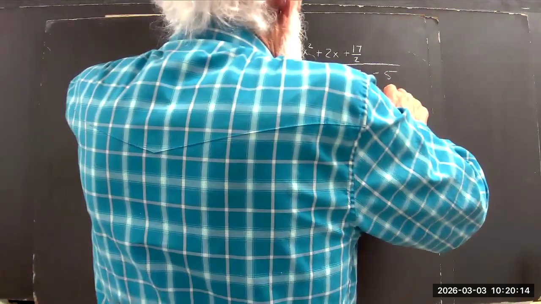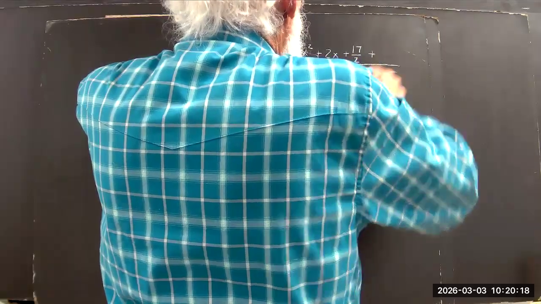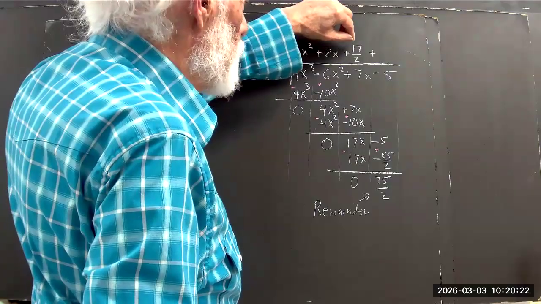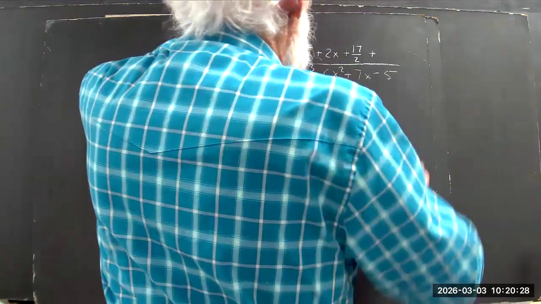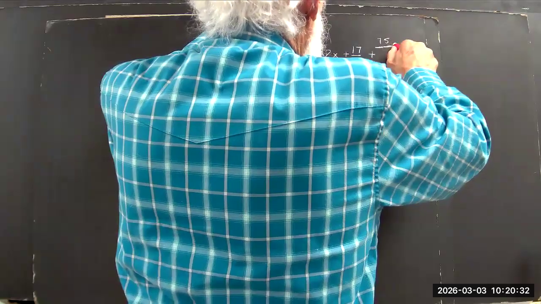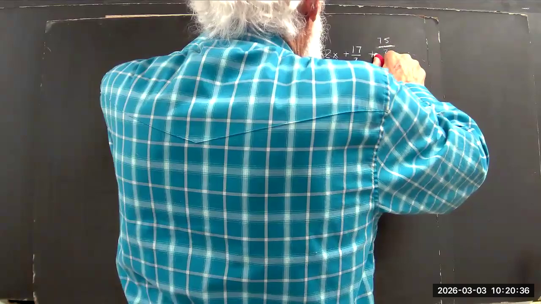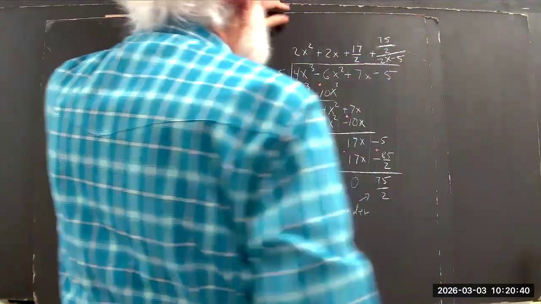So when we write out the quotient, we're going to write it like this. We've got 2x squared plus 2x plus 17 halves. It's going to be plus 75 halves divided by 2x minus 5. Now we're going to simplify that in a minute, but just 75 halves divided by 2x minus 5.